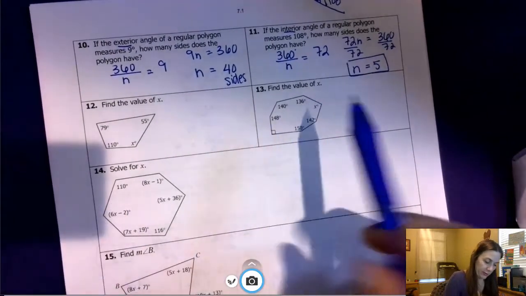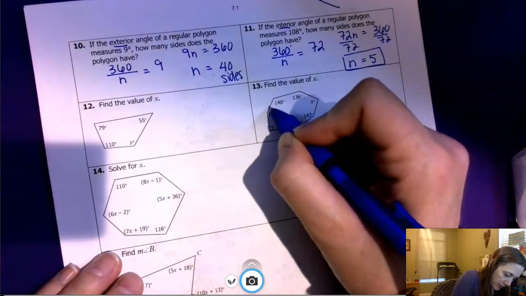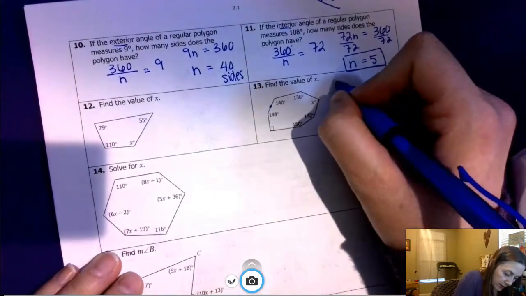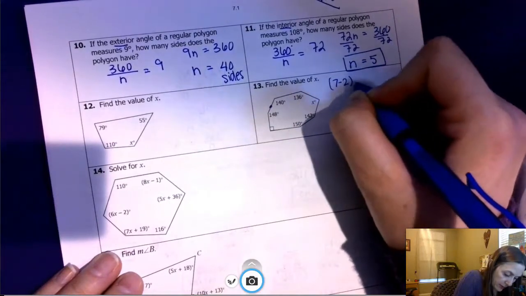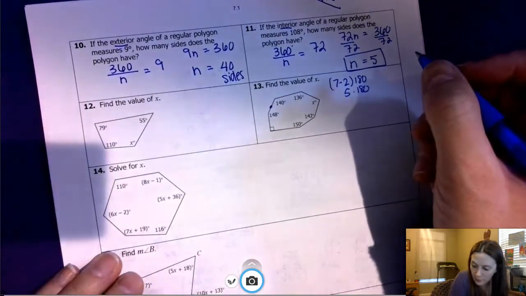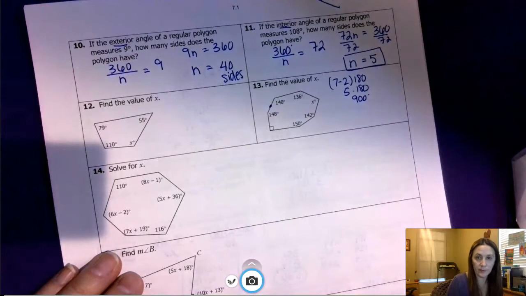Here we're going to do x over here. How many sides do we have? 1, 2, I usually mark it. 1, 2, 3, 4, 5, 6, 7. So I know 7 minus 2 times 180, 5 times 180. I know that my sides should add up to 900 degrees.